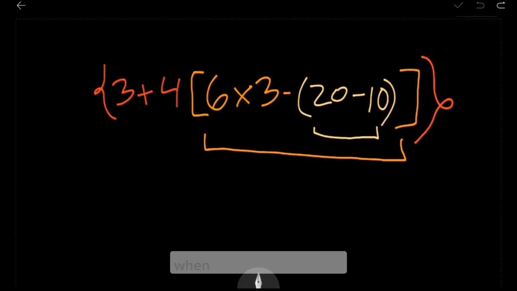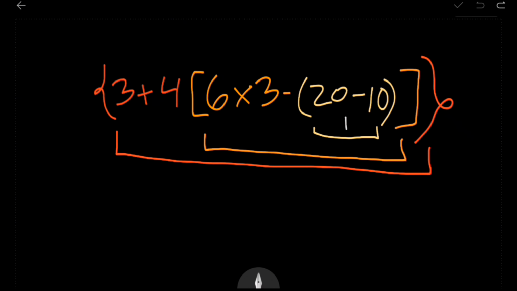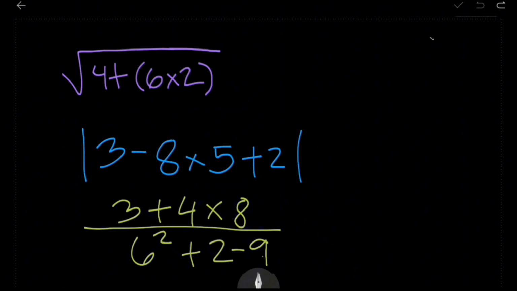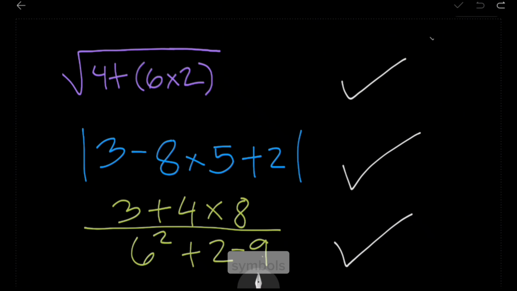Remember, when dealing with groups, always evaluate the innermost group first, then work outwards. Again, radical, absolute value, and even fraction are part of grouping symbols. As long as it has a value in it, we have to evaluate it first.